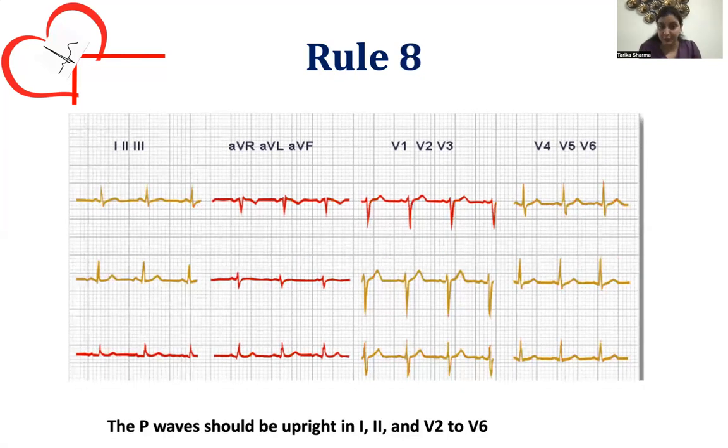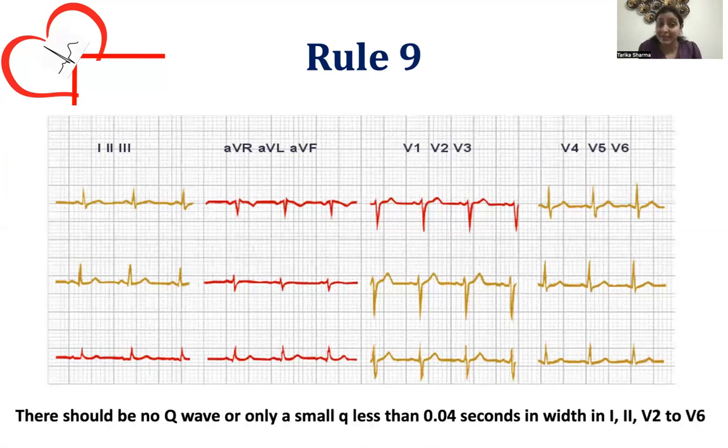In your rule number 8, the P wave should be upright in lead 1, 2, and from V2 to V6. So आपका rule number 8, 9 and 10 इन्हीं leads की बात करता है. कौन कौन सी leads की बात करता है? Lead 1 की, lead 2 की और lead V2 से V6 की. So as per rule number 8, the P wave should be upright. मतलब they should be positive waves. The P wave should be positive in lead 1, in lead 2 and in lead V2, your V3, your V4, V5 and V6. The P wave should be upright in these leads.